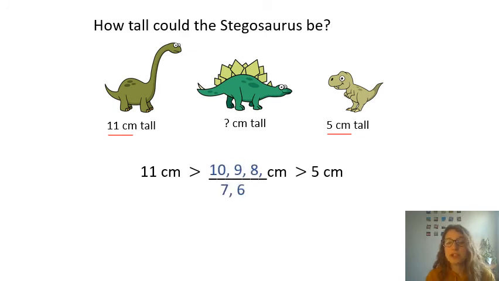So you could have had any of these. 10, 9, 8, 7 or 6 centimetres would have been correct. Well done if you spotted it.